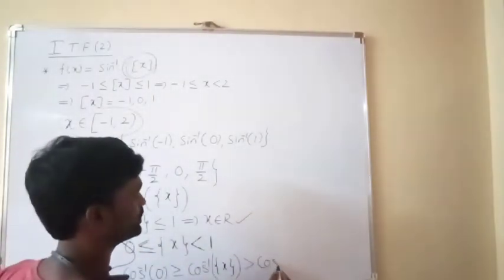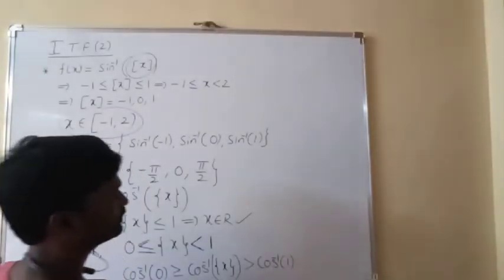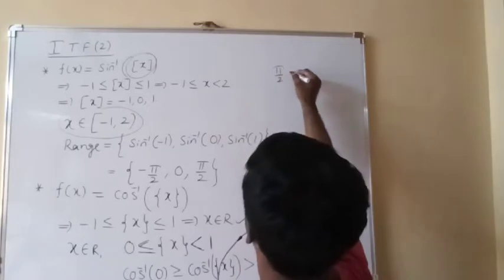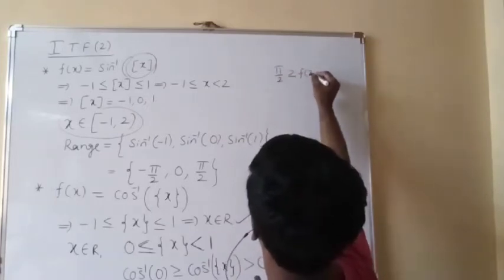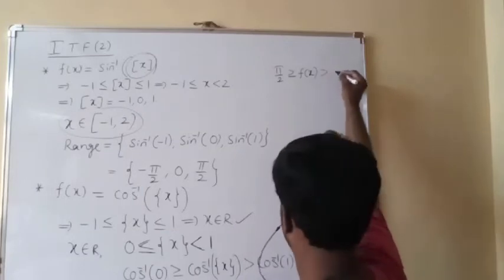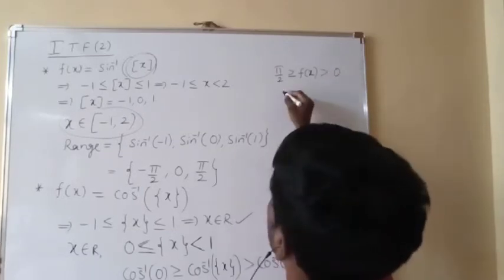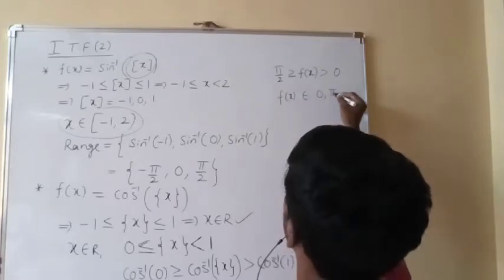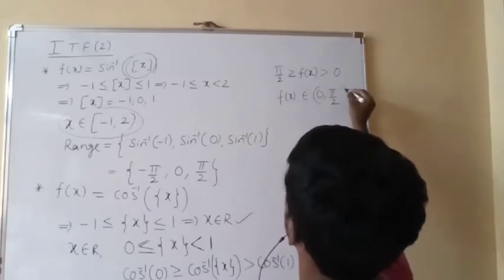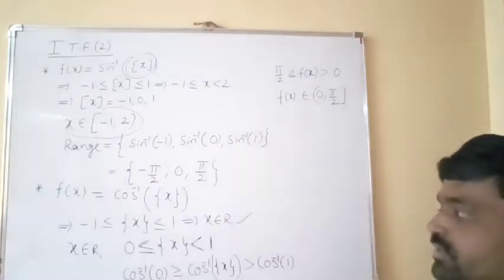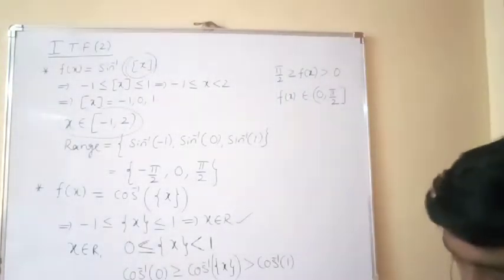Greater than or equal to cos inverse of 1. So thus what do you get? Cos inverse 0 is pi by 2, greater than or equal to f of x, because this is nothing but f of x, cos inverse of the fractional part of x. Cos inverse 1 is 0. So thus f of x lies between what? 0 and pi by 2, 0 not included, pi by 2 included. So this is the range of cos inverse of the fractional part of x.